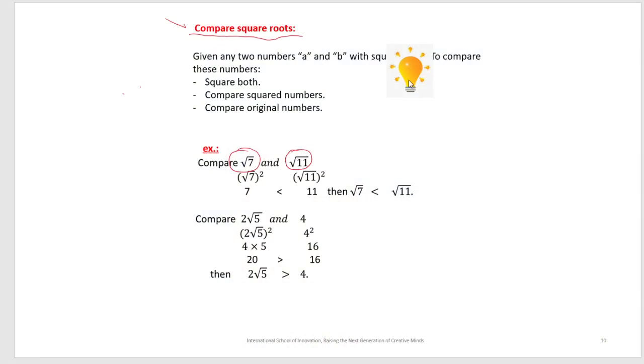First thing, to compare. What should you do? Okay. Square both sides. Compare the squared numbers. Compare the original numbers. How? First, for example, you couldn't understand unless from the examples. Radical 7 and radical 11. First compare both sides. Square both sides. That means make the square of radical 7, make the square of radical 11.